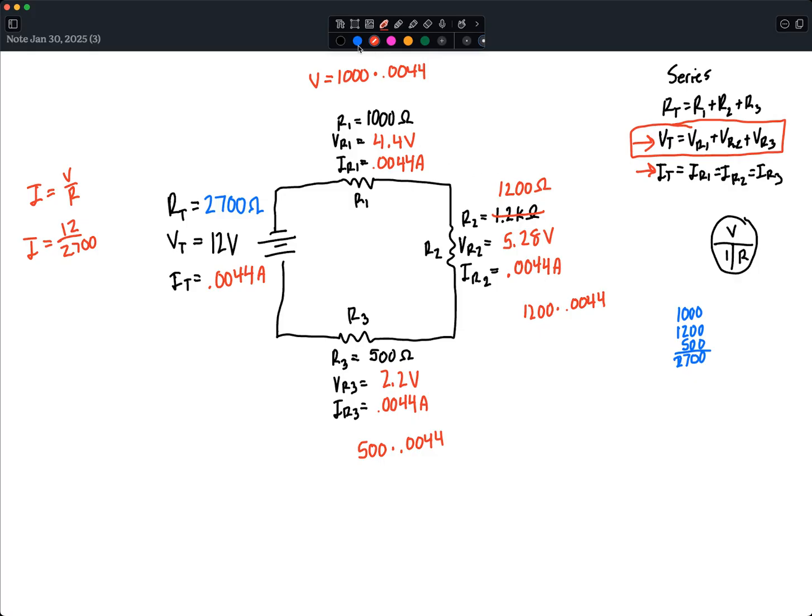And then the last part is we want to make these better answers, right? 0.0044 amps is not the best answer. A better answer would be 4.4 milliamps, for all of these. Ideally, that's how you would want it to be, a better answer. 5.2 is good, 4.4 is good, 2.2 is fine.